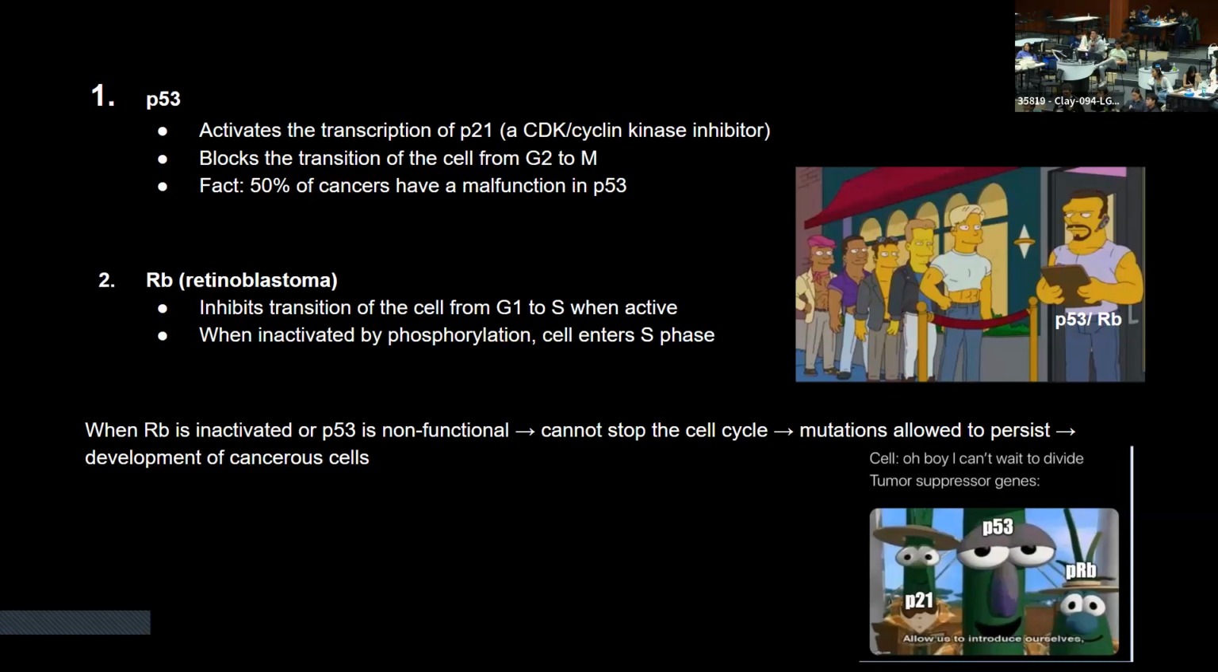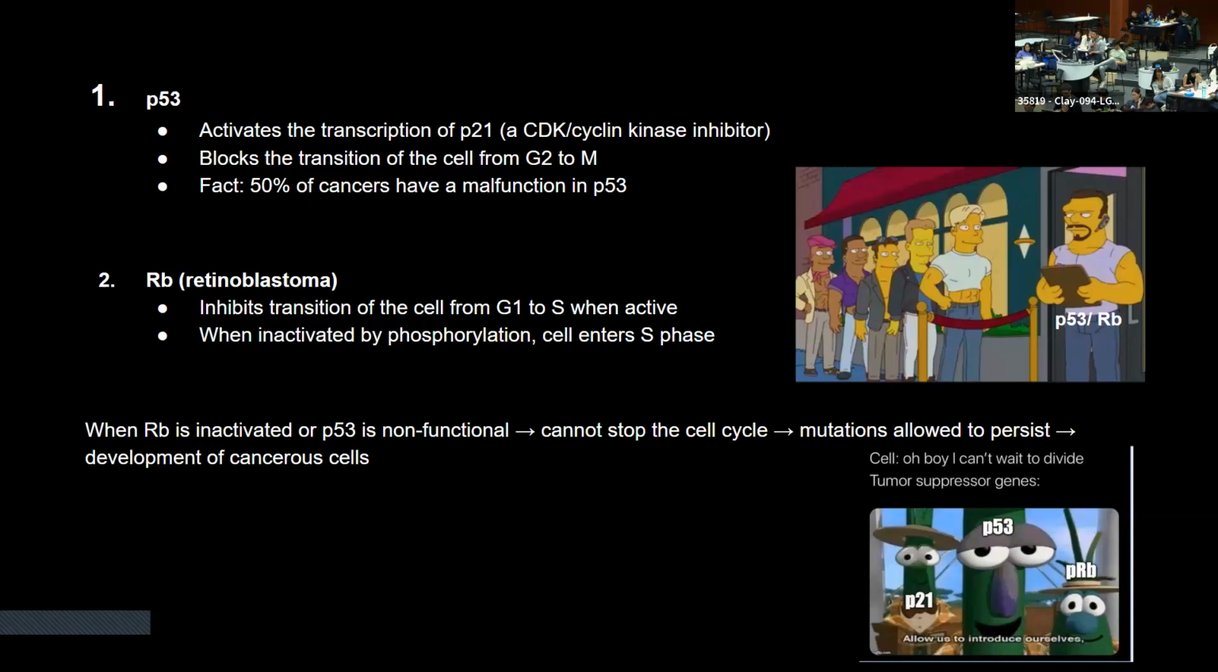Now, more specifically, they do have their own places where they will activate, and they do have their own processes. So for example, P53 will activate the transcription of something else called P21, which is a CDK cyclin kinase inhibitor. And that's going to block the transition of the cell from G2 to M. Is there any way to remember that? Not really, you just have to memorize it. The fact is that 50% of cancers have a malfunction in P53.